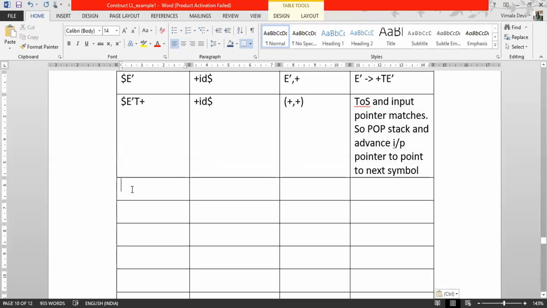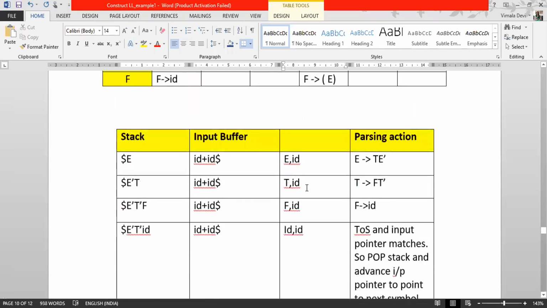Okay, now what is the content of the stack? It contains dollar, E dash, and T, but plus is removed from the top of the stack. Still in the input buffer, these are the symbols the parser is yet to read. Or I can say the input pointer is pointing to ID currently. So the two symbols the parser is looking at are T comma ID. Go to the table and check what is the rule for T comma ID.